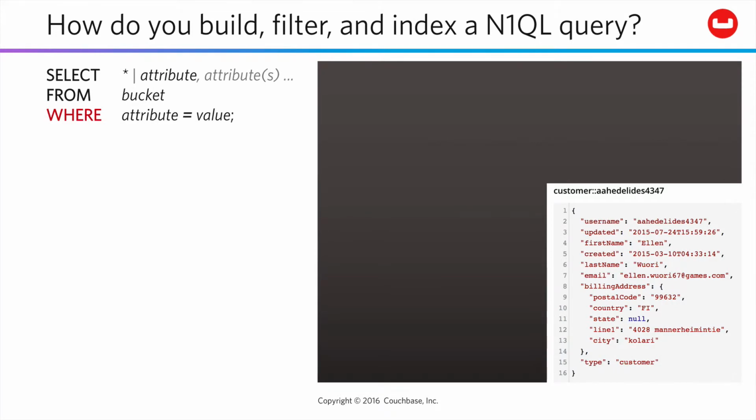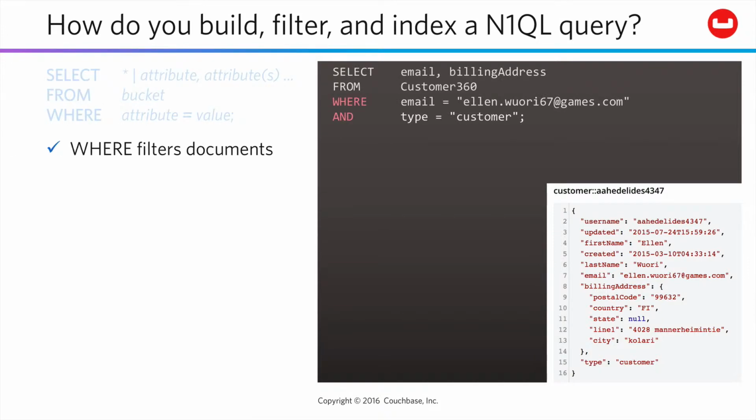So imagine syntax that looks like this. Select star or specific attributes from, well, not a table, but a bucket, where some attribute equals some value. It could be much more involved than this, but you see how a where clause, just as in SQL, filters your results. So imagine a JSON document like you see at the right, and then a query: select email and billing address from a bucket where email has a particular value and the type is for a particular document type.